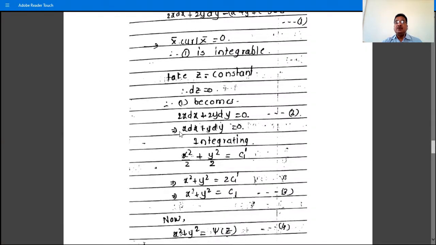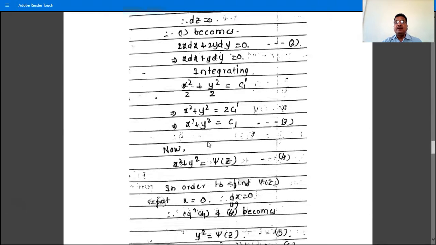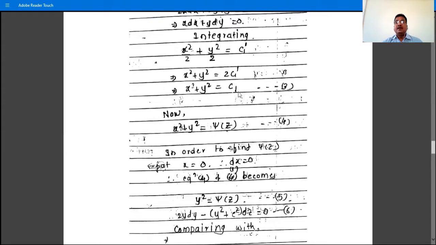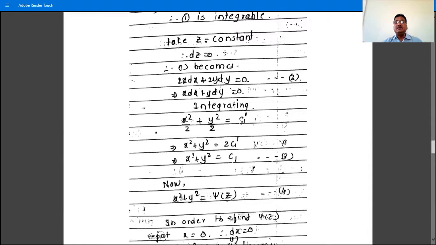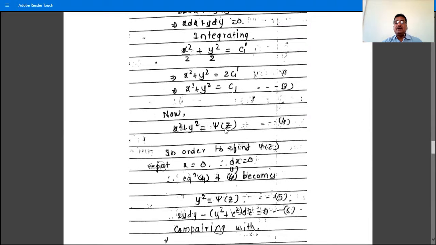Equation number 2, solve this equation. Dividing by 2, x square by 2 plus y square by 2 is equal to c1 dash, suppose, a constant of integration. So x square plus y square is 2c1 dash, and then x square plus y square is equal to c1, equation number 3. And this c1 may be a function of z, because z is treated as a constant. Therefore we write x square plus y square is equal to psi z as equation number 4. By removing this c1, we write it is equal to psi z. Now we have to find the value of psi z.